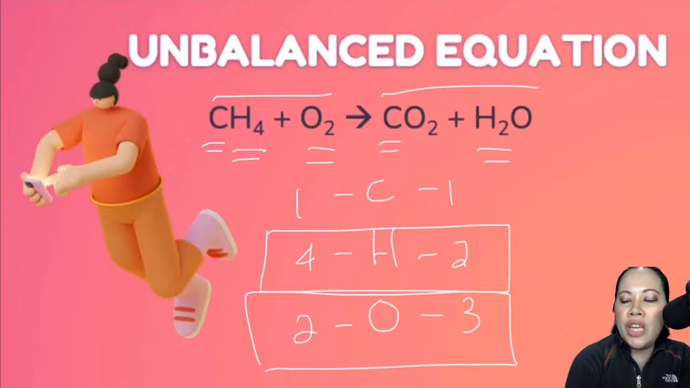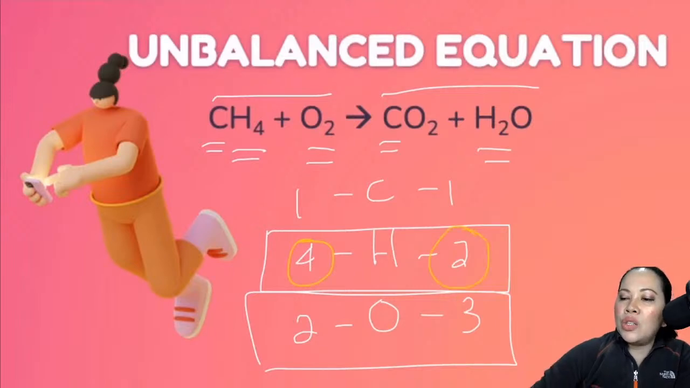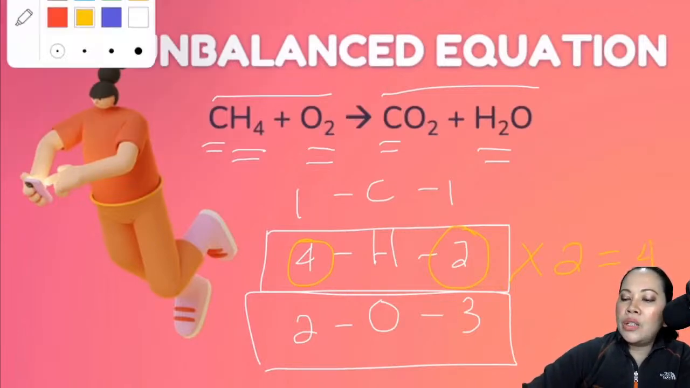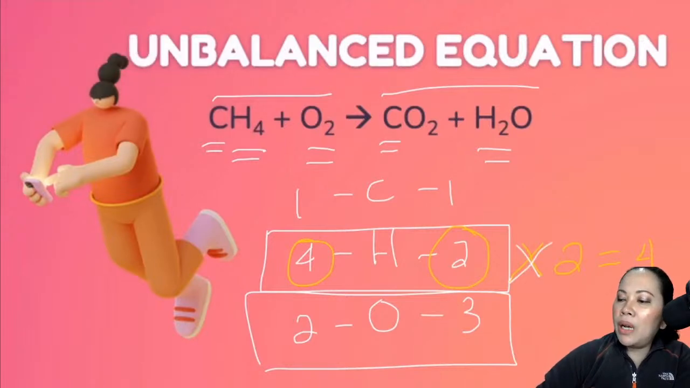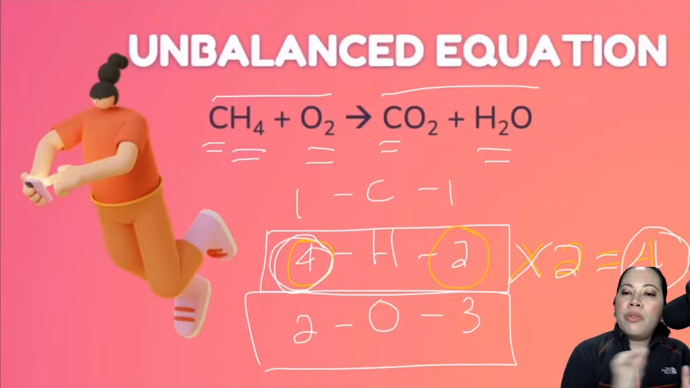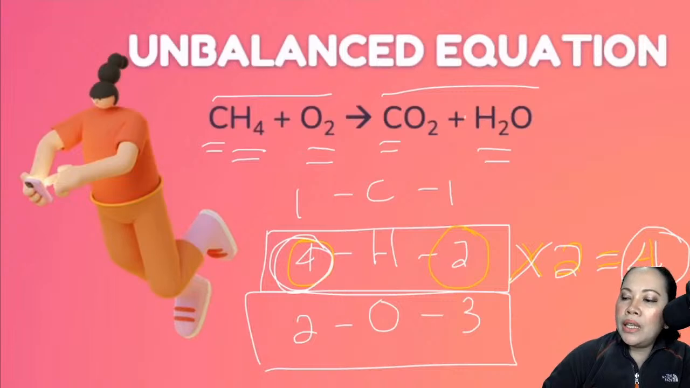Okay, so how do we change? If you would notice, there's 4 H here, and there's only 2 H on this side. So how do we balance? We have to multiply this by 2, so that you will get 4 as well, right? That is how you balance it. Multiply this by 2. 2 times 2 will get a 4. Therefore, if there are 4 in the reactant, there will be 4 in the product side as well. So we multiply this H2O here with 2.